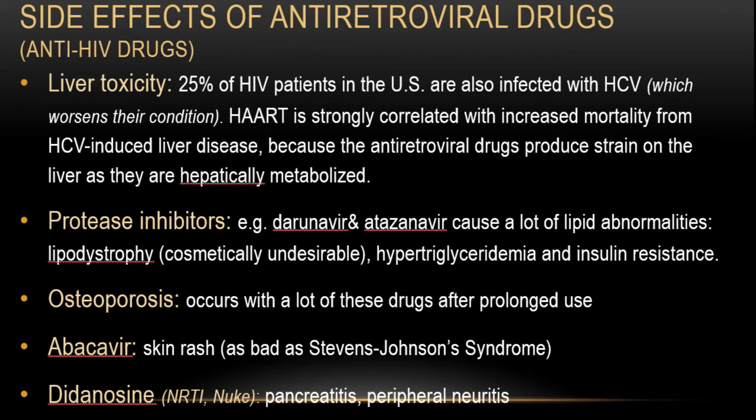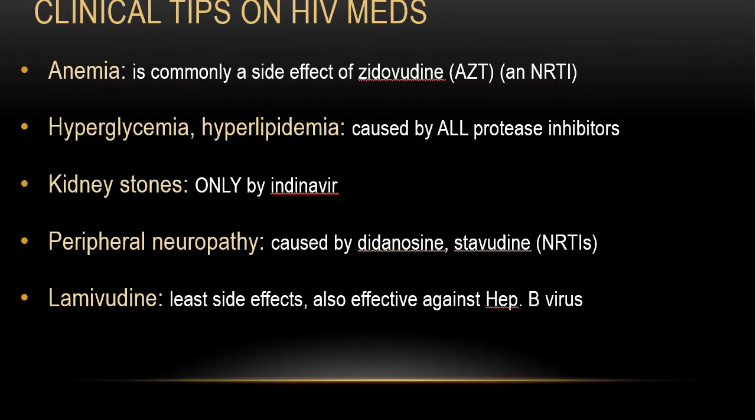Okay, side effects of antiretroviral medications. All of them cause liver toxicity. Protease inhibitors, the ones that end with the suffix avir, make you greasy and sweet. They result in hypertriglyceridemia and hyperglycemia. Antiretroviral medications can result in osteoporosis. Abacavir is one example that results in severe skin manifestations, kind of similar to Stevens-Johnson syndrome. Didanosine, stavudine, both can result in pancreatitis and peripheral neuritis. Whenever an HIV patient is receiving HAART and presents with anemia, think of zidovudine as the cause of anemia.